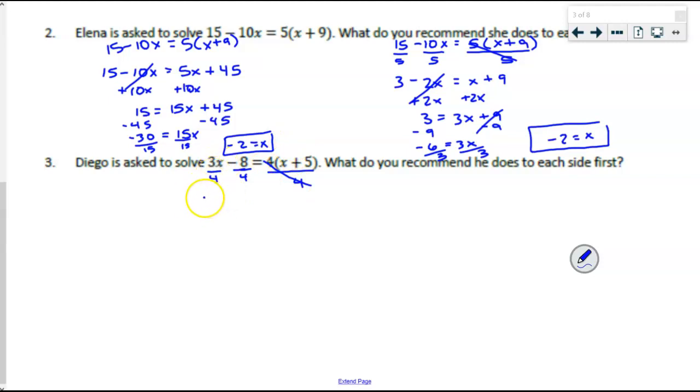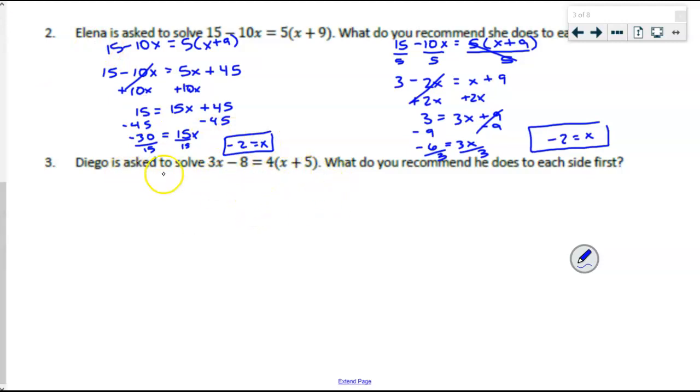3x divided by 4. Now we have a messy 3/4 x, minus 2, is equal to x plus 5. So could we do it? Do you want to deal with 3/4 x? No. So again, just making sure that you recognize, yes, there are multiple strategies, and we absolutely can use different strategies. Sometimes it doesn't always work out the best.